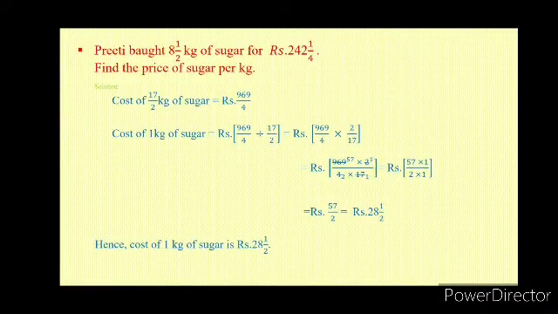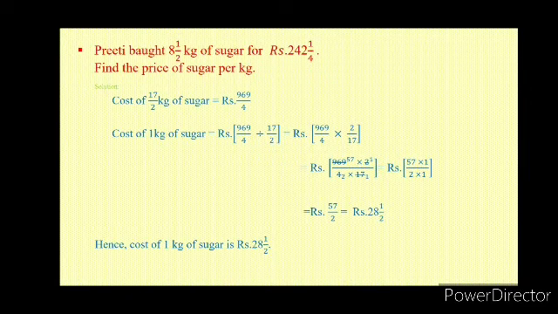And the next example, Preeti bought 8.5 kg of sugar for rupees 242 1 by 4. Find the price of sugar per kg. So here it is given for 8.5 kgs, the amount is given, and they are asking for 1 kg. So you have to perform division.